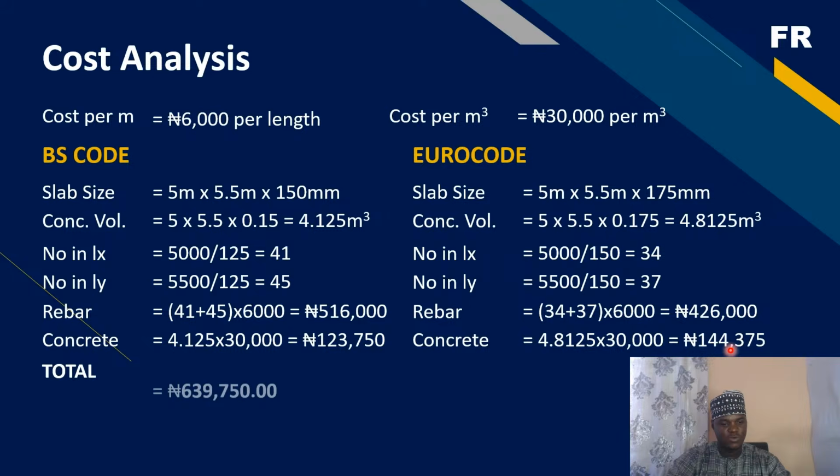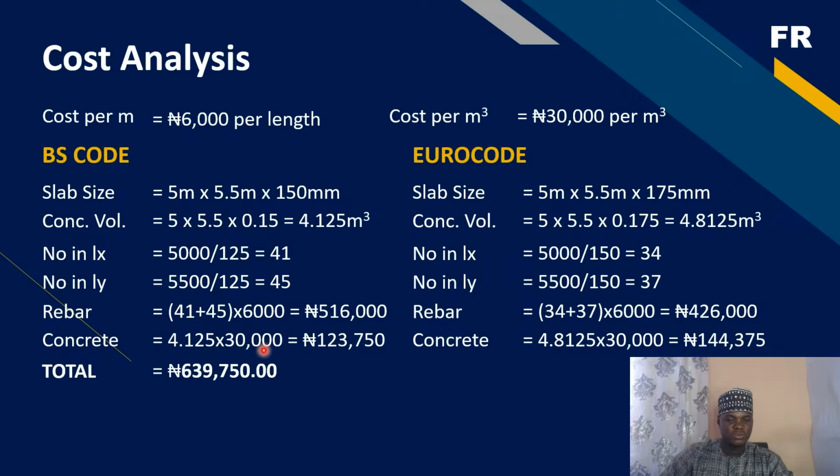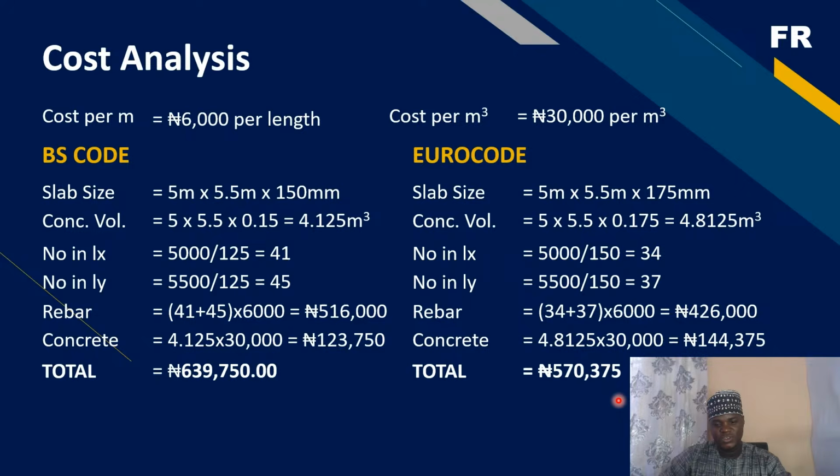So let's go with total cost. If you add up the cost of reinforcement and concrete, you have 639,750 for the BS code. And then for the Eurocode, the total cost is going to give us 570,375 naira. So you can see that even though the volume of concrete is higher, you are saving more on the reinforcement. So it depends on the market, so you can know.